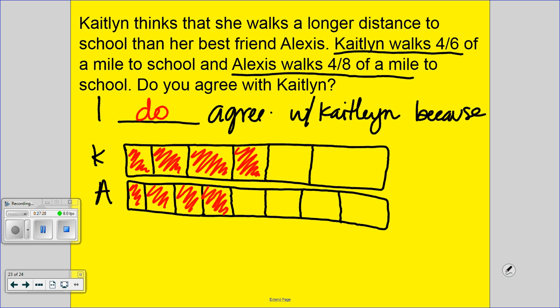I do agree with Caitlin. Gabriella, quit messing with your Band-Aid or whatever you're playing with. Okay, quit messing with your leg. Get a pencil in your hand. I do agree with Caitlin because why?